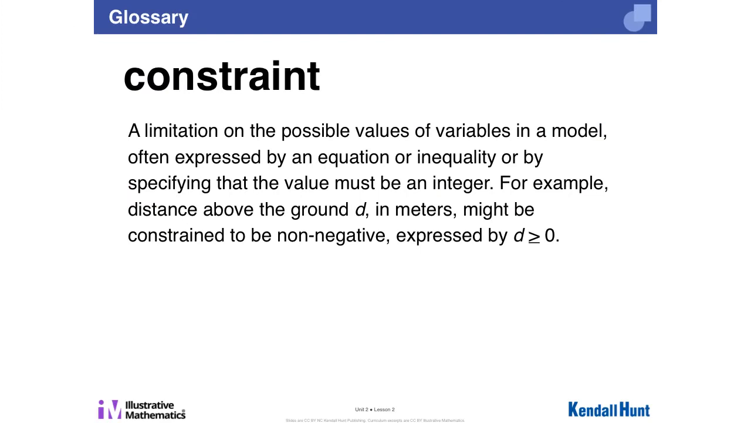Here's some things I want you to add into your glossary. It's right at the end of your lesson. The term constraint is referring to a limitation on the possible values of variables in a model, or that means like our equations. And what that's saying is that some values, for example, have to be positive. So like this example, a distance above the ground D might be constrained to be non-negative or positive. So we would express that constraint as D has to be greater than or equal to 0.